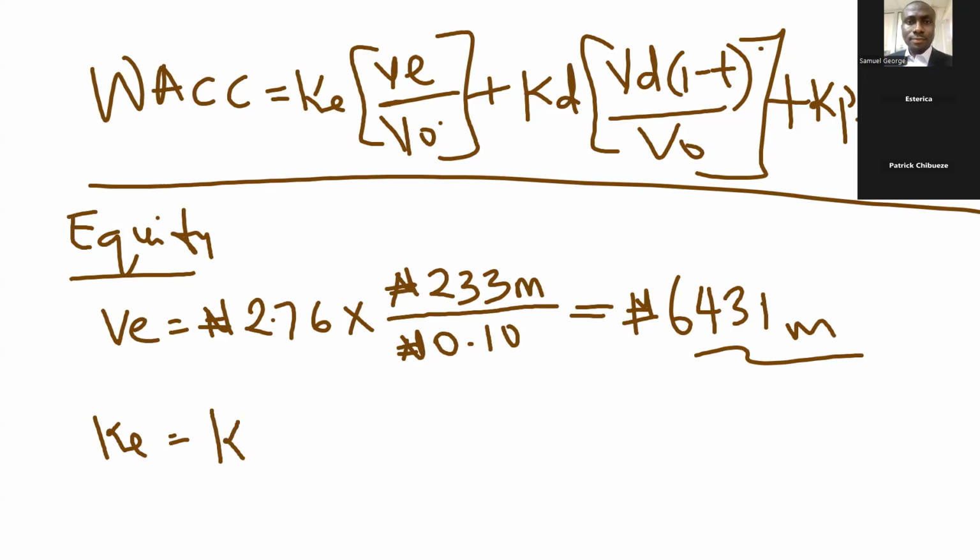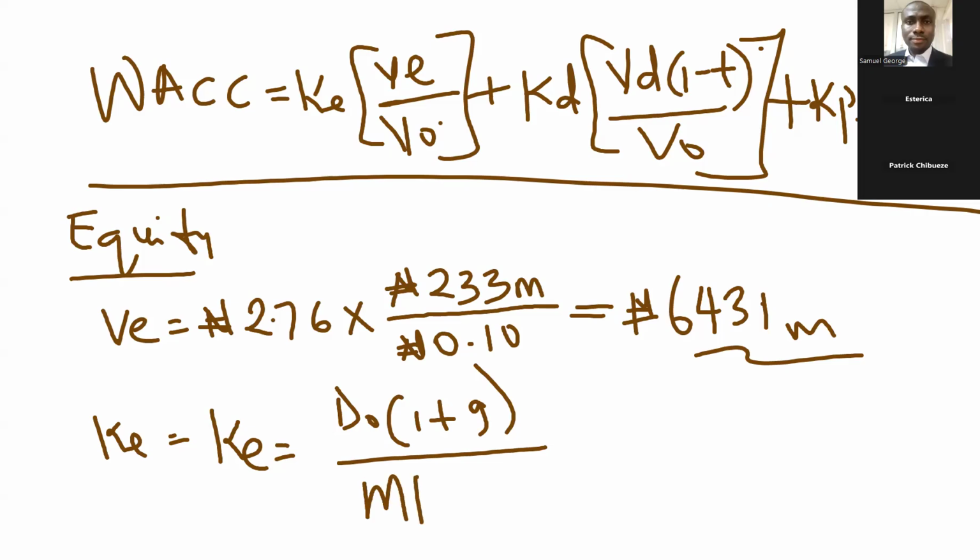So we are going to use the KE formula that speaks to growth rate: dividend of year 0, times 1 plus G, divided by market price ex-div. You can see the market price they gave us is ex-div. Now, we already have the market price. We don't have the growth rate. We don't have the dividend yet.